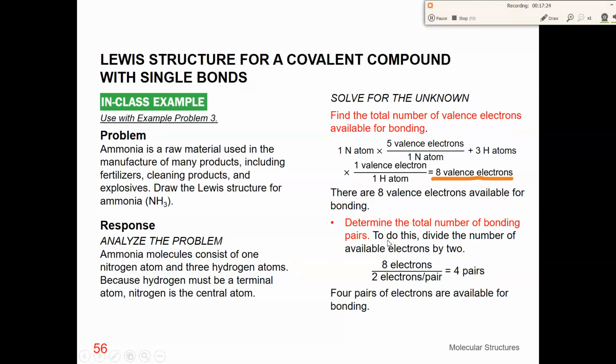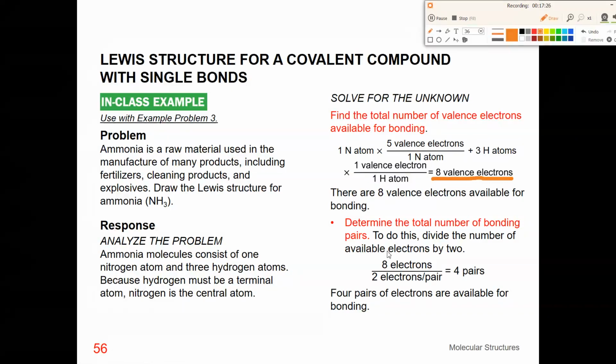Next step, figure out the bonding pairs. Don't forget that each pair is 2 electrons. So divide the total number of valence electrons, 8, by 2 to get the total number of pairs of electrons. So there are 4 pairs of electrons.